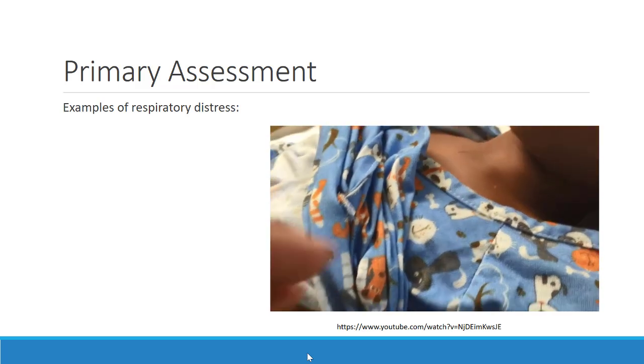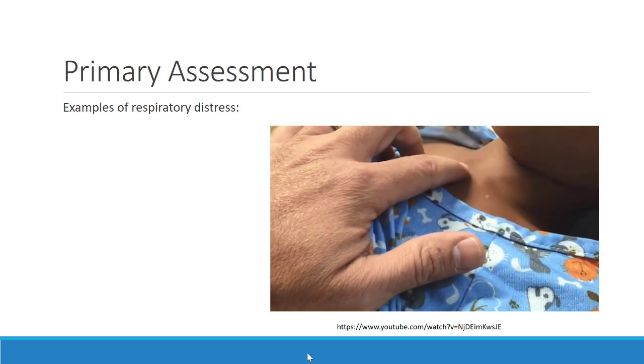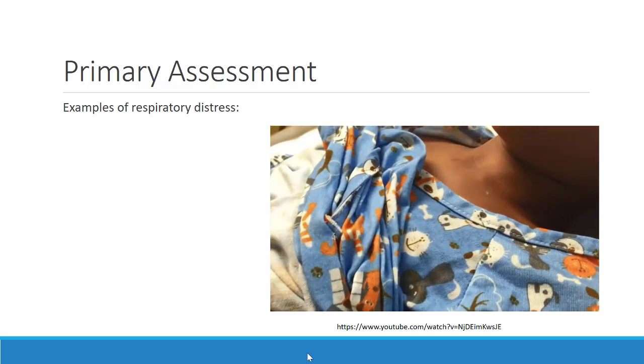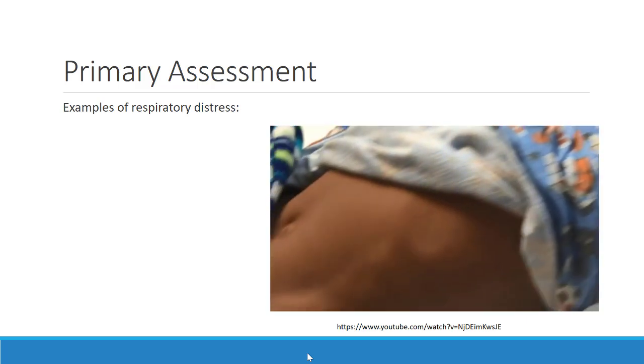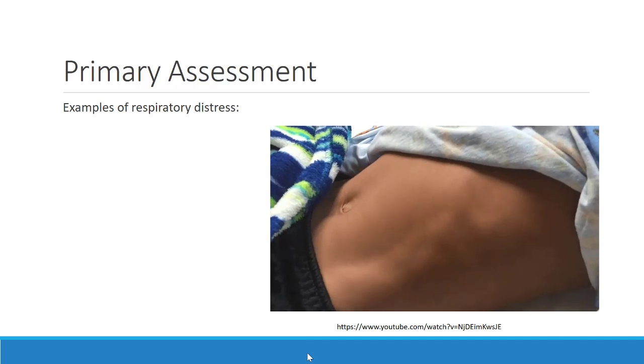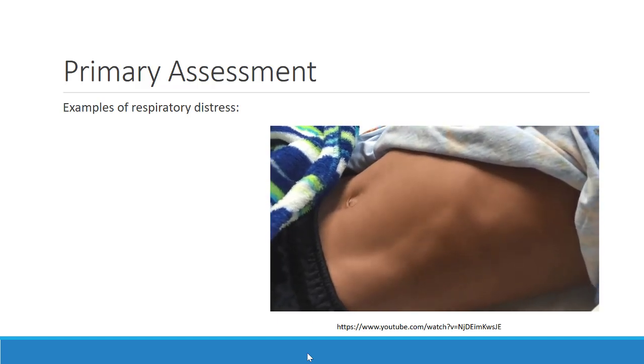So this is what we call suprasternal retractions. You see the soft tissue becomes more prominent every time he breathes because it's pulling. These are what I call intercostal retractions. Every time he breathes, we can see the ribs. And those are obvious signs of distress.